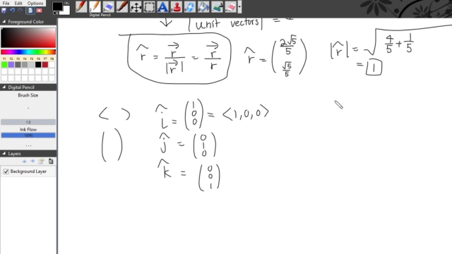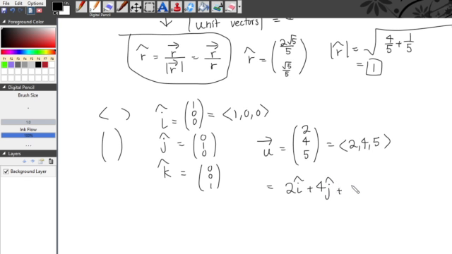So, let's just say we have some vector u, and this vector is equal to <2, 4, 5>. And obviously it can be written like this. So how would you write it in terms of i hat, j hat, and k hat, the unit direction vectors? Well, it's actually really simple. You just write it as 2 i hat plus 4 j hat plus 5 k hat. And you can easily show this by multiplying it out. By the way, these 2, 4, and 5 are scalars.